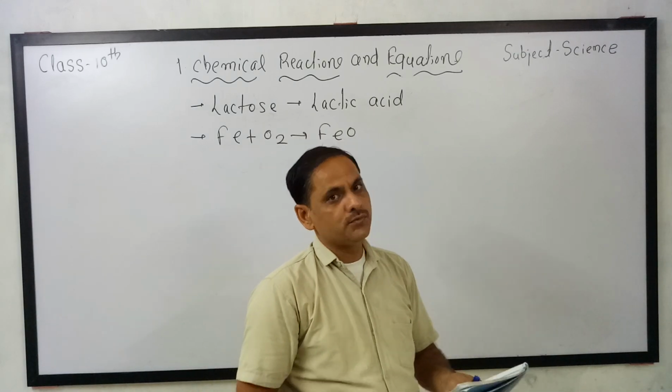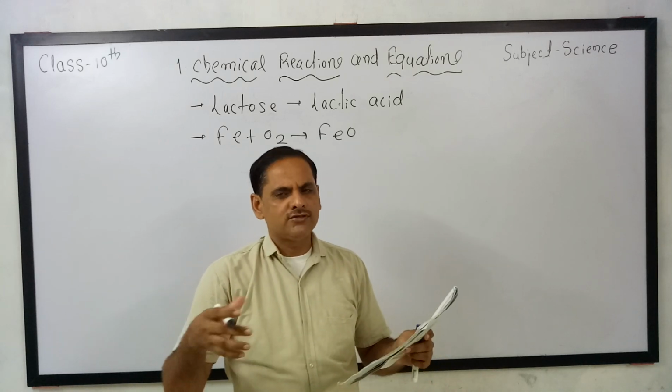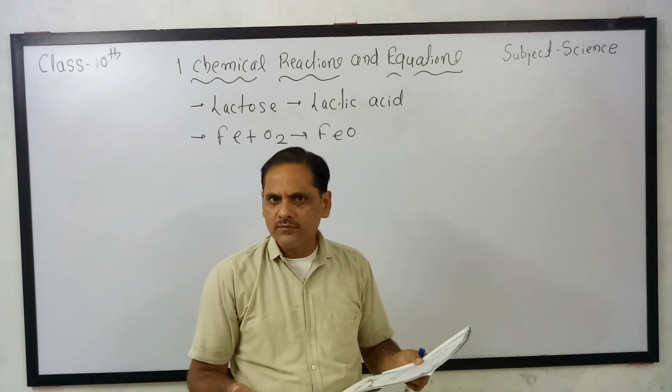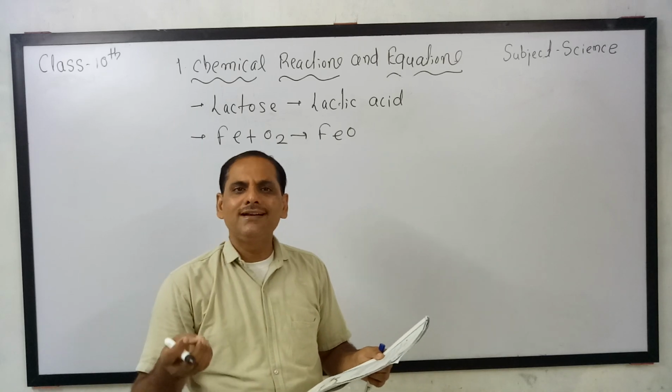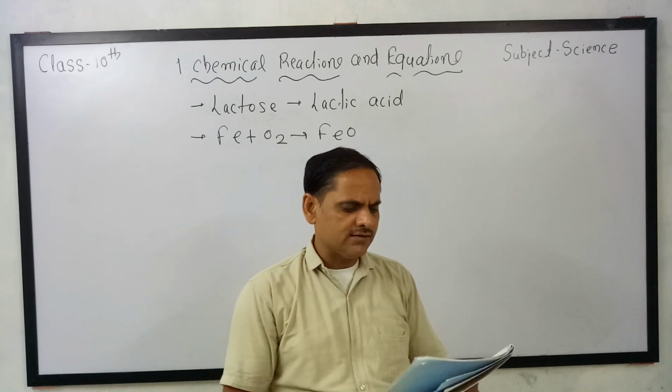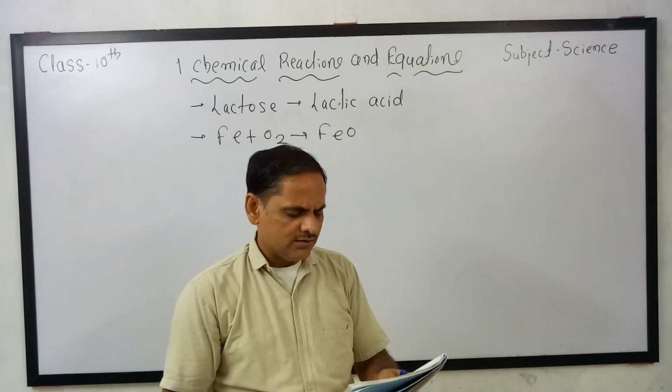Next is the food being cooked. In daily life we prepare and cook food. This is also one type of permanent change, so this is again an example of chemical change.